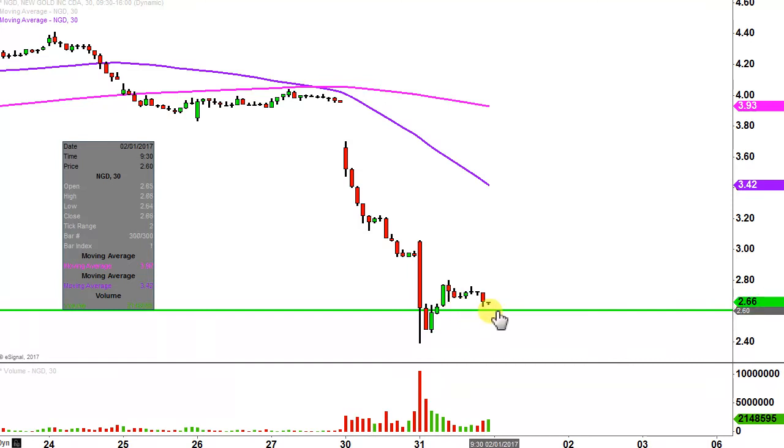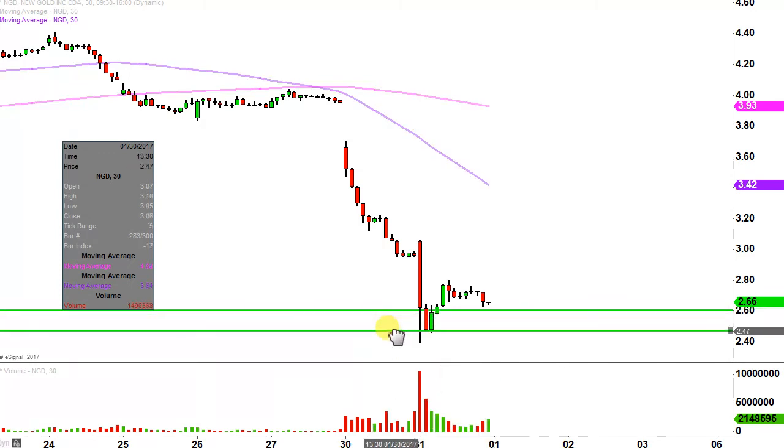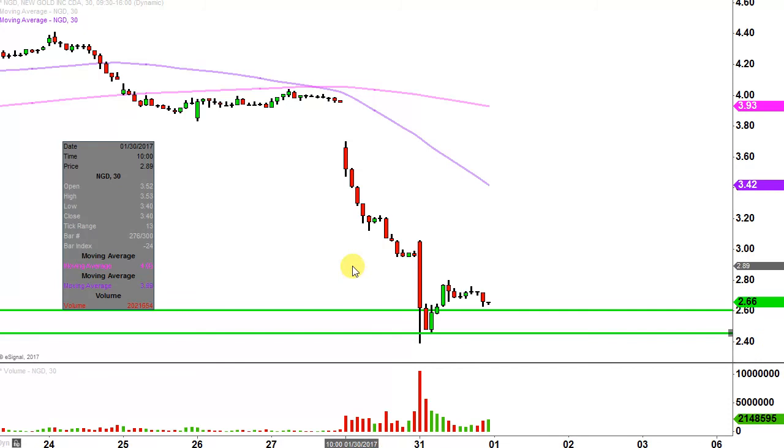Obviously, if it goes back below 2.60 and then continues to roll over to the downside, well, this was simply put a fake bounce. It didn't have any sort of genuine power behind it. So 2.60 is definitely a very important level of support. In the event that can hold, the next level down is around $2.45.